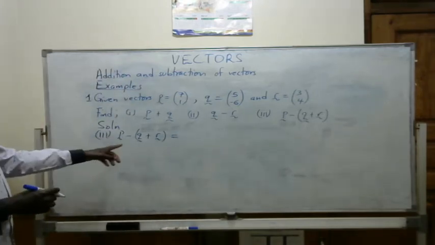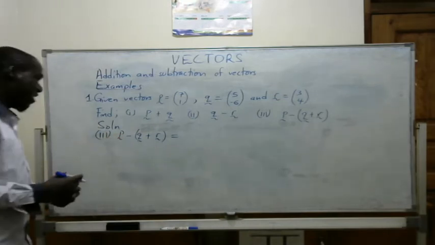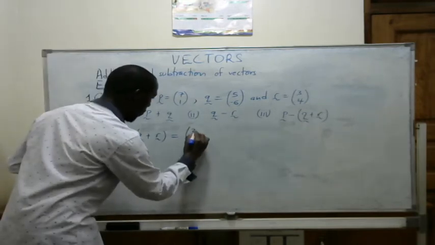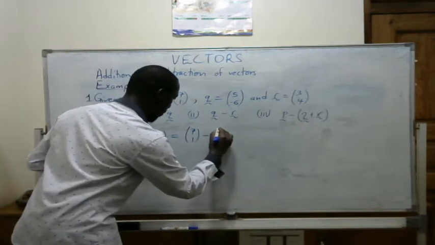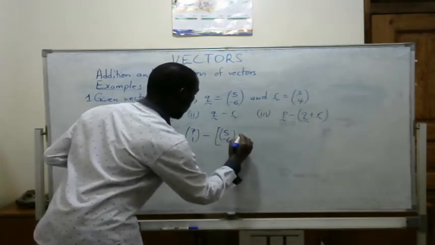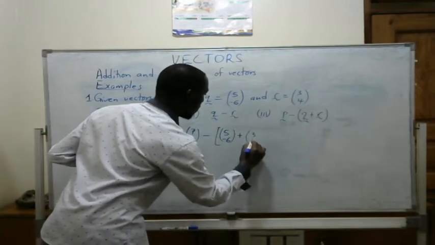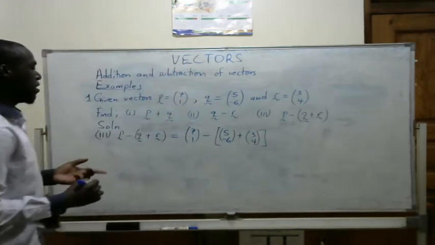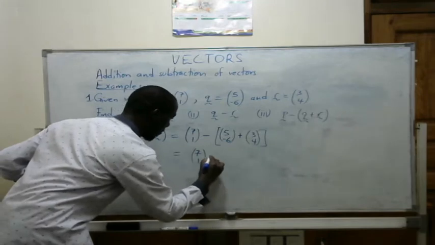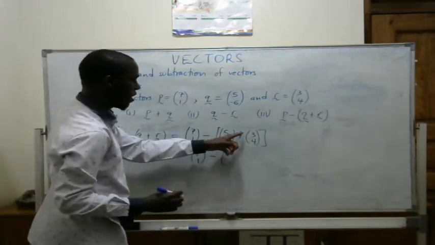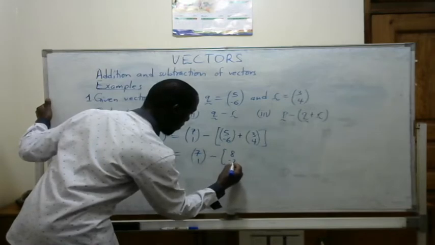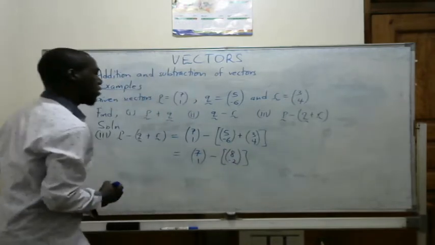My Roman 3, P minus, in brackets, vector Q plus vector R. So the first thing always is to substitute those vectors. Vector P is 7, 1, minus the Q, which is 5, negative 6, then plus vector R, which is 3, 4. Then now I'm going to first deal with the vectors inside the bracket. So those inside the bracket, when I add them, 5 plus 3, that's going to be 8, negative 6 plus 4, that's going to be negative 2. So that is what was inside the bracket.